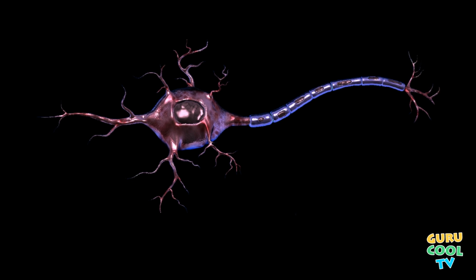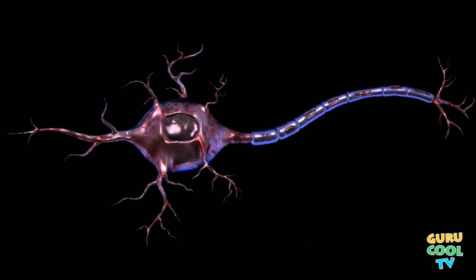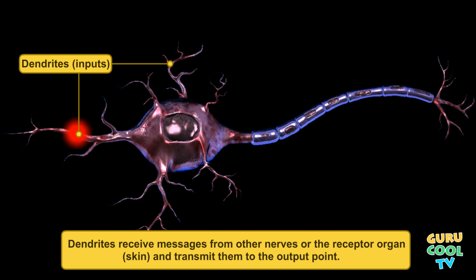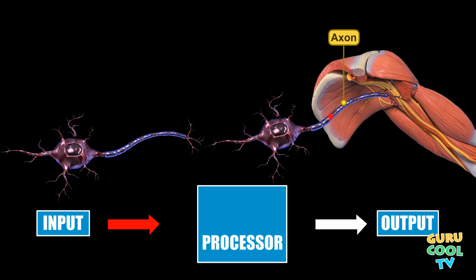Consider each neuron as a computer's processor that takes input, does the required processing on the input, and generates an output. Here, the branch-like structures called dendrites are the inputs. They receive messages from other nerves or the receptor organ, such as the skin, and transmit them to the output point, which is the axon. Axon receives the message from the dendrites and passes it on to the dendrite of the next neuron. Thus, this process is continuous.